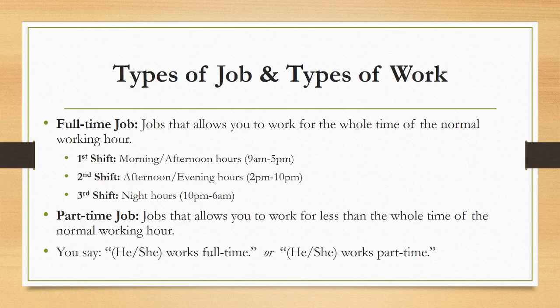Types of job and types of work. We have full-time work. Full-time work are jobs that allow you to work the whole time of the normal working hours, like you work about 8 hours a day. Here in Laos, you work about 8 hours a day, about 40 hours a week. That is your regular full-time work hours. So if I work 40 hours a week, I work full-time.